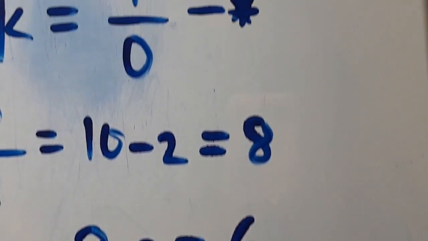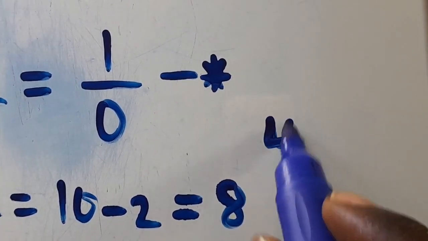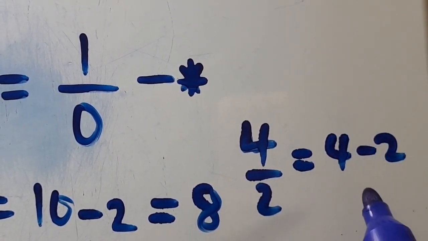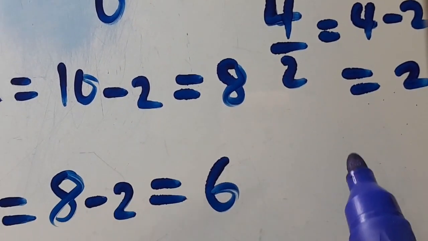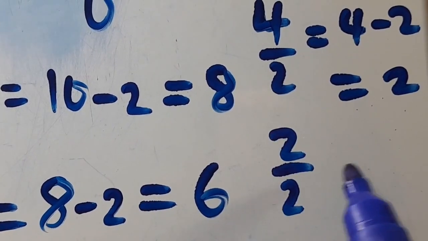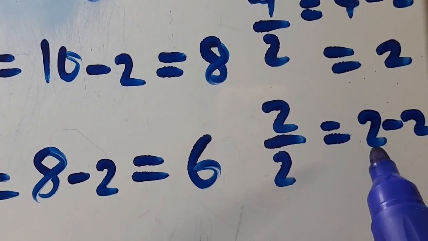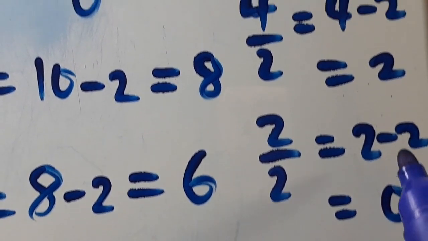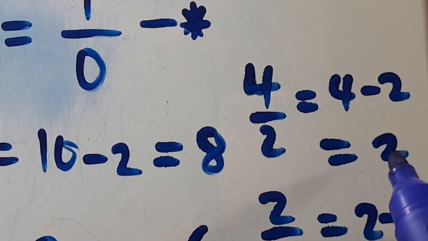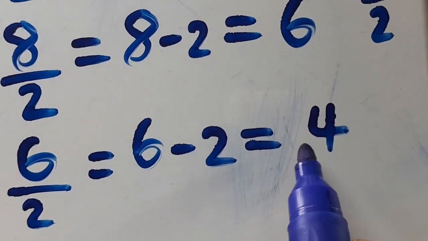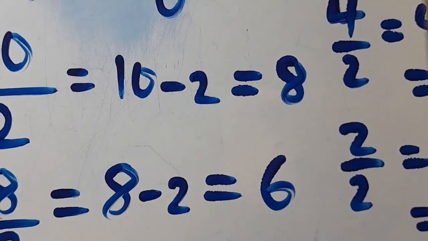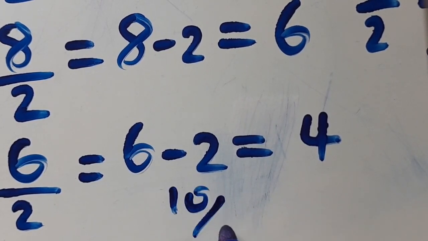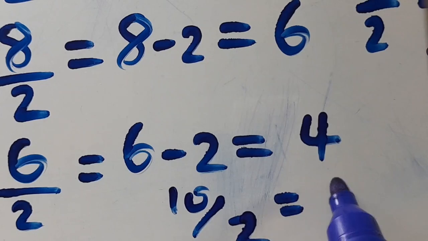Then also, when you take 4 divided by 2, this is 4 minus 2, which equals 2. When you take 2 divided by 2, it is 2 minus 2, which is equivalent to 0. So when you now count these: 1, 2, 3, 4, 5. And that is why 10 divided by 2 equals 5.